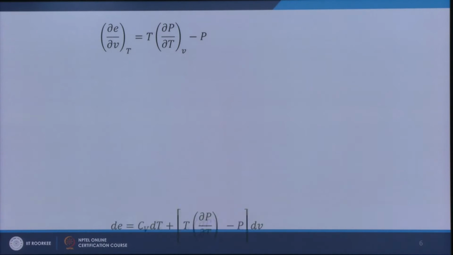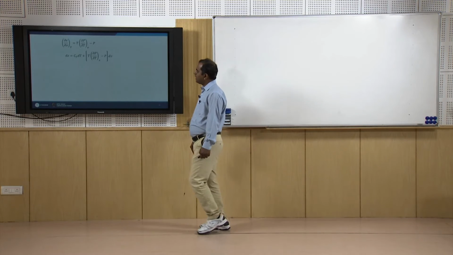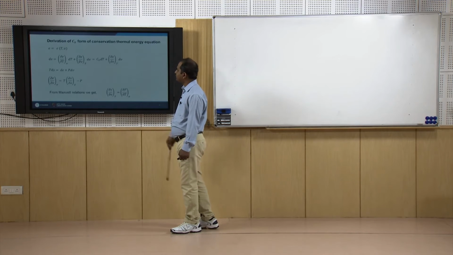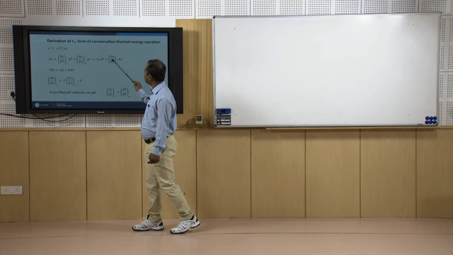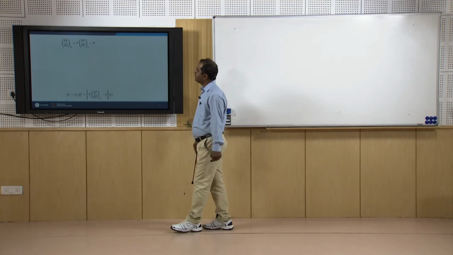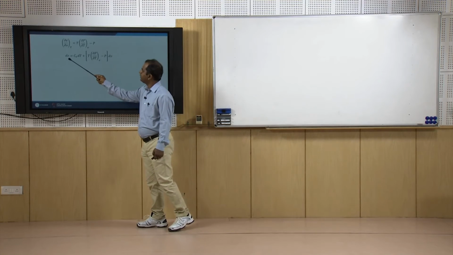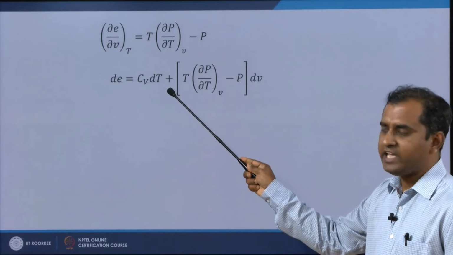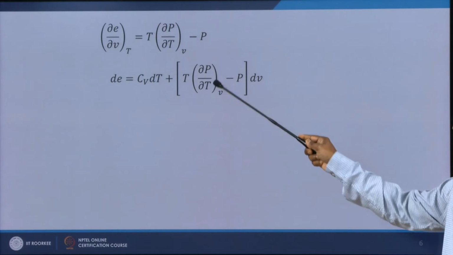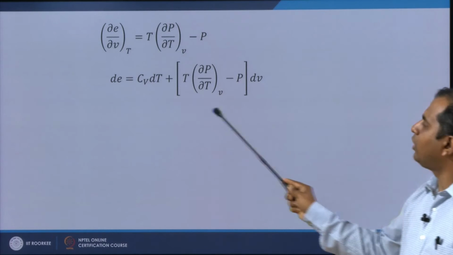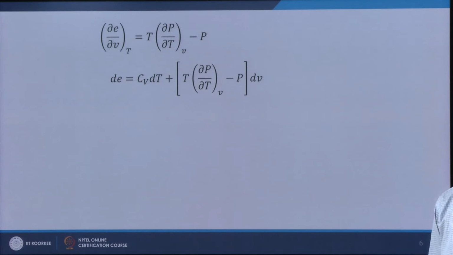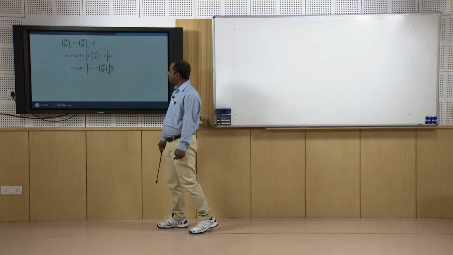Next, if we put this final form over here, then we will get this equation: dE is equal to CV into dT plus T into del T of P at constant V minus P, and the whole multiplied by dV. Let us now do it further.